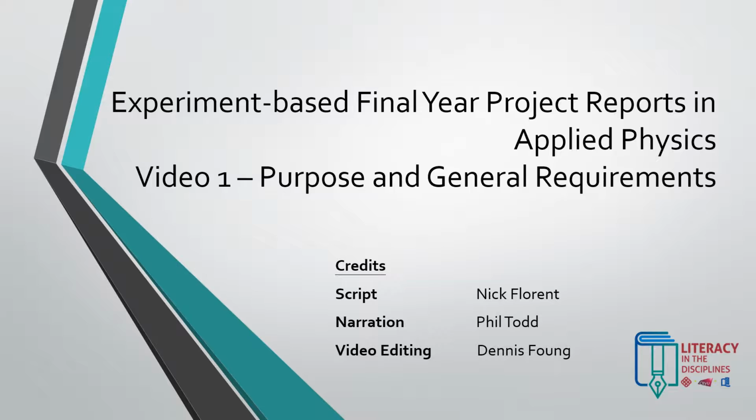This is the first video to help applied physics students to write experiment-based final year project reports. This video will cover the purpose and general requirements of the report and give some things to consider at different stages of the writing process. Please note it is specifically about writing experiment-based project reports. There are other videos for computer simulation-based, product-based and system-based project reports in applied physics.